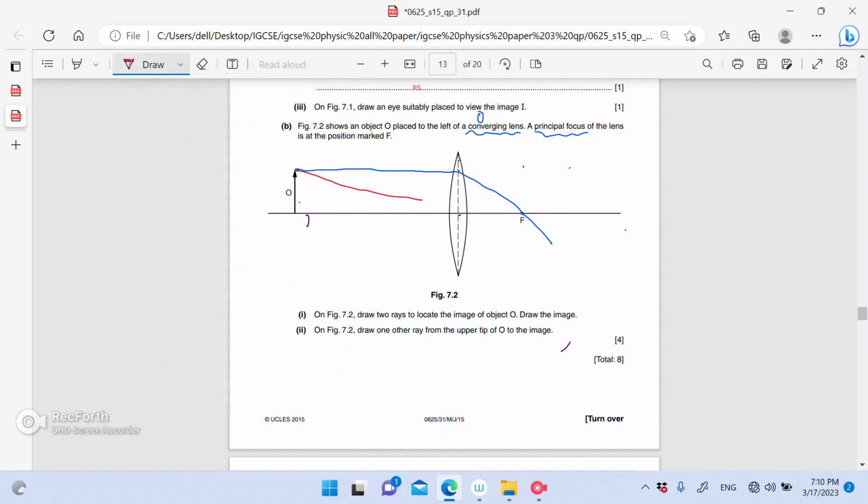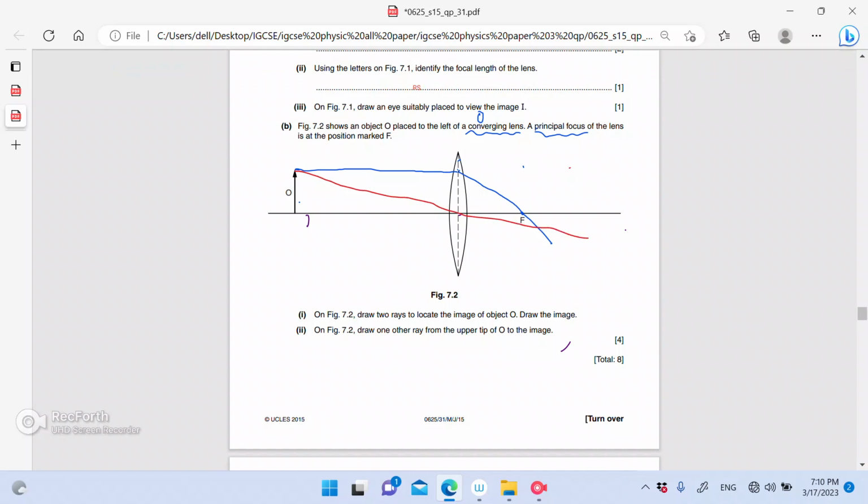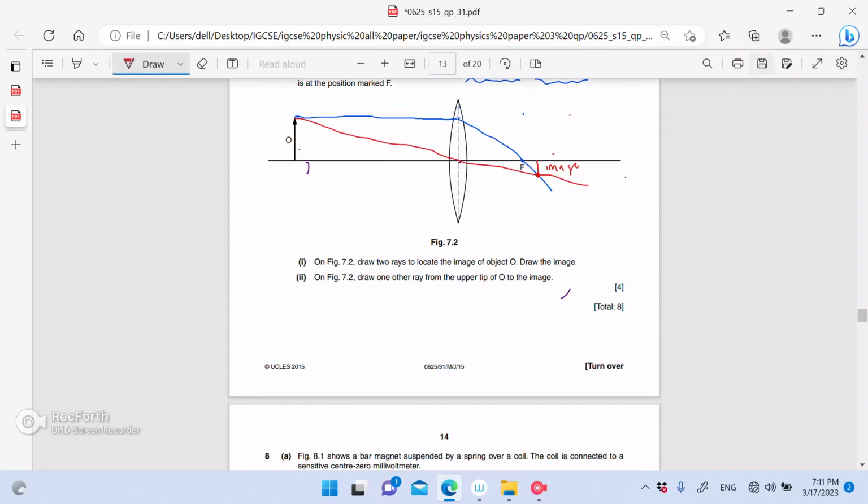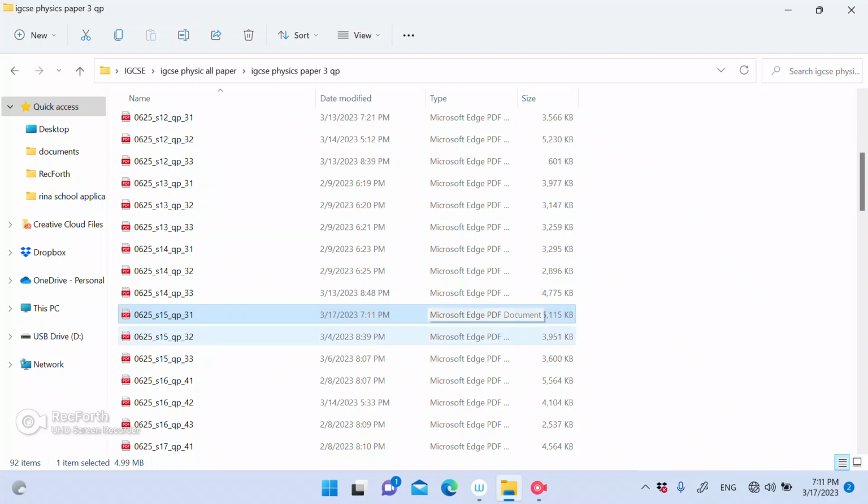And the second one will cross the center of the lens, and check where they are meeting. So they meet here, so your image will form here. This is the image and this is your object. Draw the two rays, locate the image. Draw one other ray from the upper tip of the object to the image. Okay, done.